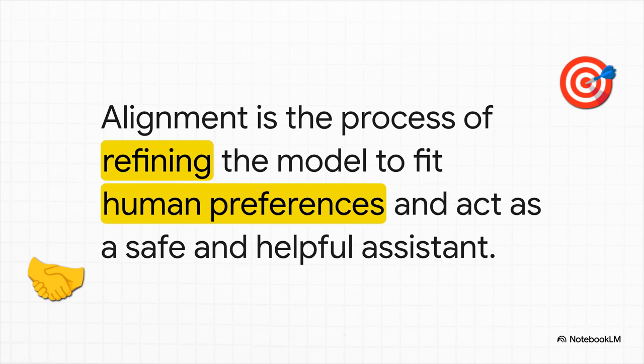All of this work is part of a much bigger goal we call alignment. Alignment is just the process of shaping the model's behavior so that it matches what we as humans actually want. We want it to be helpful, we want it to be honest, and we want it to be harmless. And there are a couple of cool techniques for doing this.